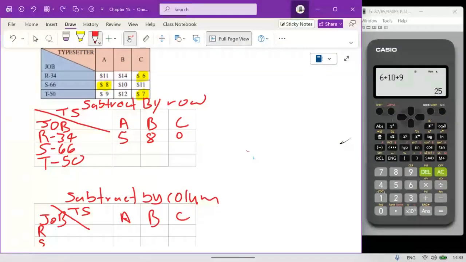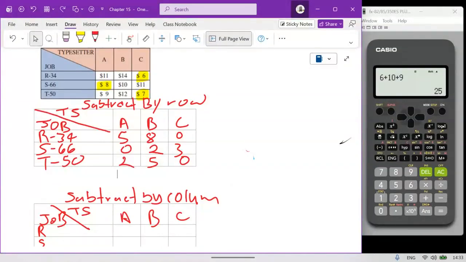8 minus 0 we have 8, 0 there, then 2. 11 minus 8 is 3. Then 7 minus 7 is 0. So we're still doing it row by row. And then 12 minus 7 is 5, and that is 2. Then we subtracted only per horizontal.